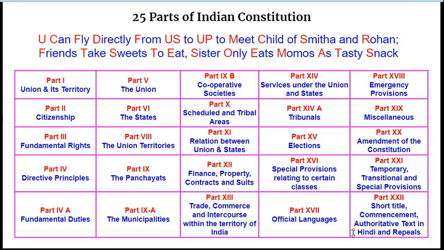Just imagine that your friends Smita and Rohan got married and they are settled in UP. So you have to meet their child now for the first time. So you ask suggestion from someone. So you have this suggestion you got on your WhatsApp: you can fly directly from US to UP to meet child of Smita and Rohan.